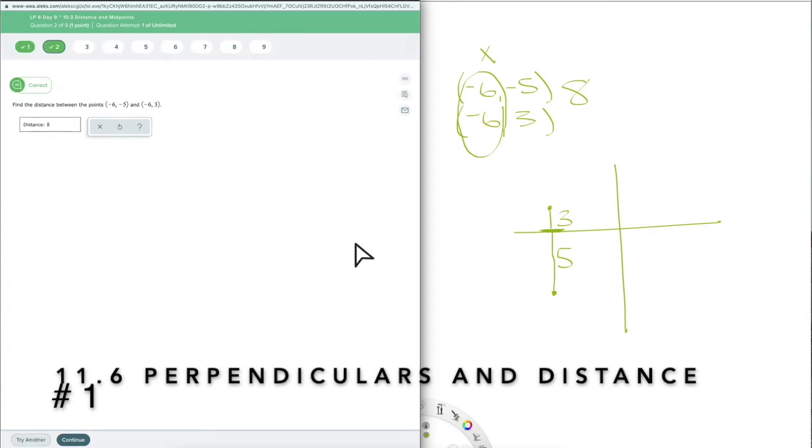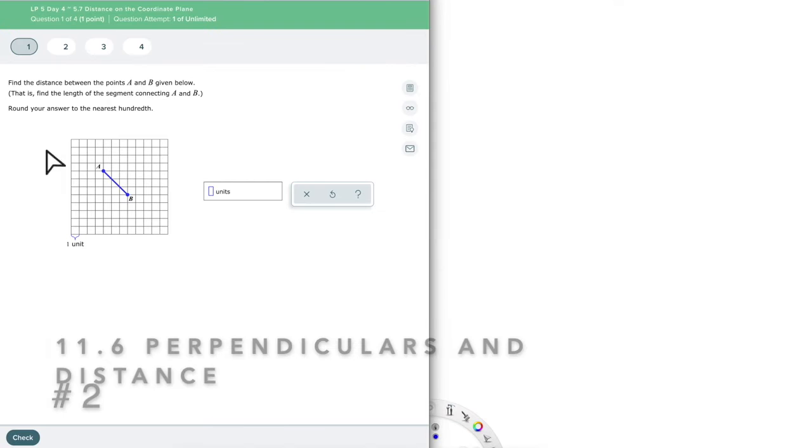And sometimes just drawing a little graph like that can definitely help us visualize, okay, well, what's the actual distance? We have: find the distance between points A and B given below. That is, find the length of the segment connecting A and B. Round your answer to the nearest hundredth.